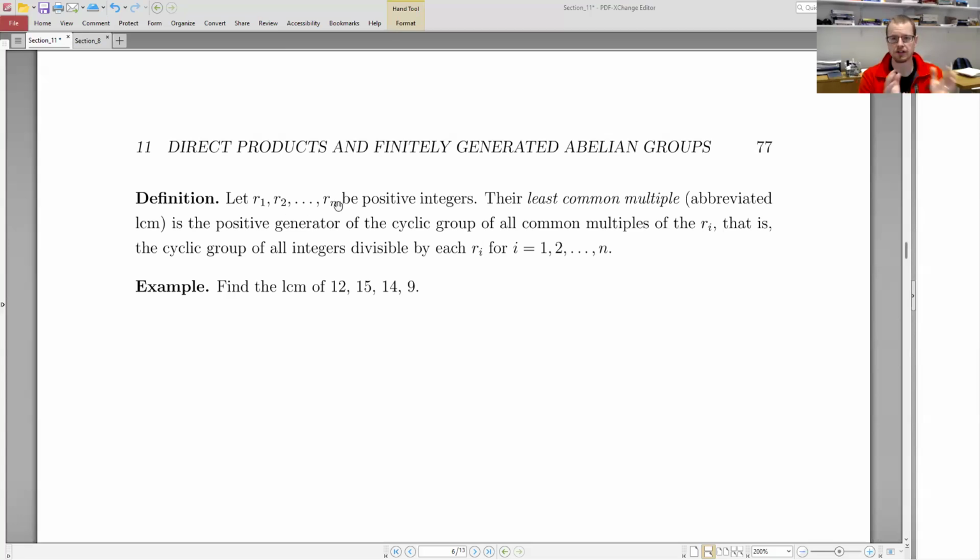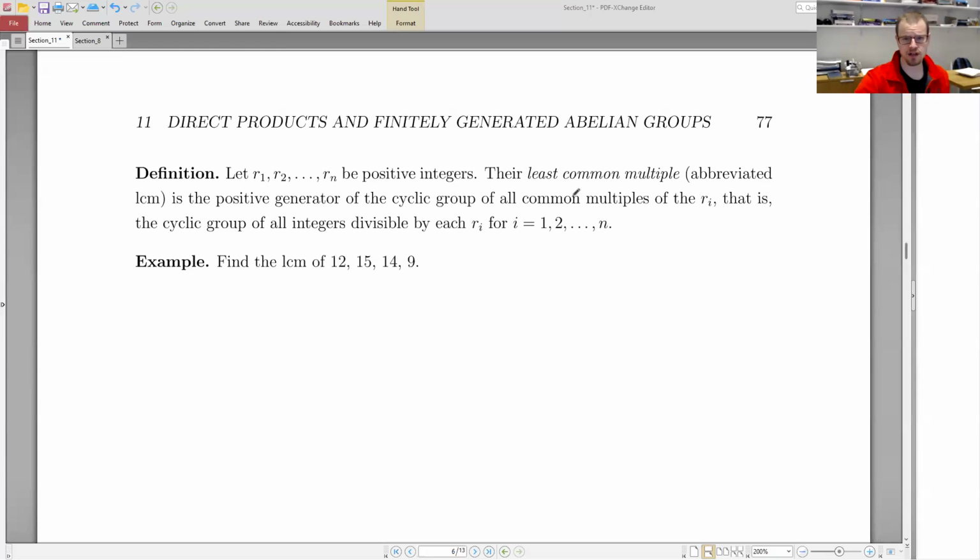All right, so let R1, R2, all the way up to Rn, this collection of numbers, be positive integers. Then their least common multiple, the LCM, is the positive generator. Generator? What? We're talking about groups. The least common multiple is the positive generator of the cyclic group of all common multiples of all the Ri, that is, common multiples of all of them together. So we have some group of integers, and those integers are divisible by all of the Ri.